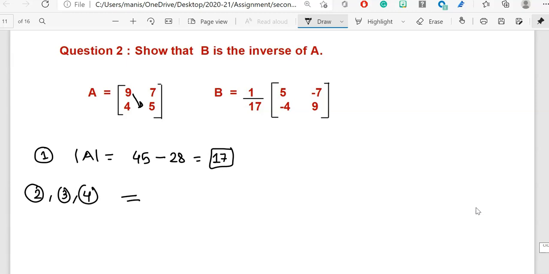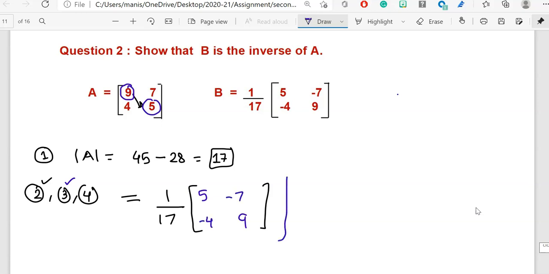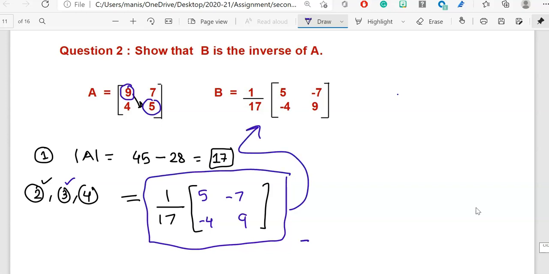Step number 2 says write 1 over 17, 1 over the determinant of A, check. Okay, look here. Now we are on step number 3. Step number 3 says change the position of these two numbers. So 5 and 9 will go over here. We switch their places. Step number 4 says change the sign of B and C. So -7 and this will be negative, -7, -4. Now if I look at this answer, does it look the same as this? Yes. So this is your B.